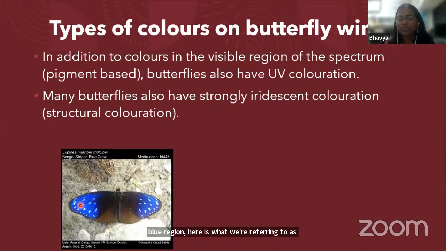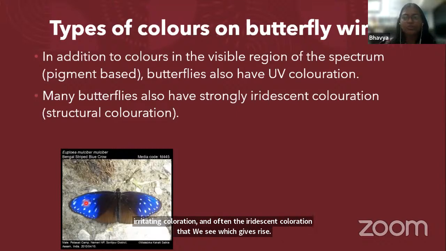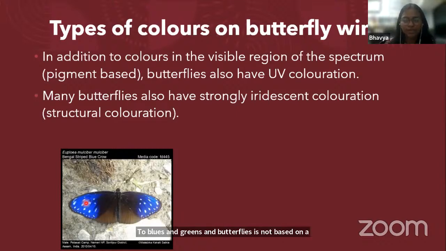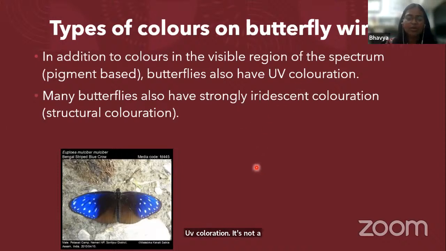And often the iridescent coloration that we see, which gives rise to blues and greens in butterflies, is not based on a pigment or any chemical that is being deposited, but is actually dependent on the structure of scales themselves and how scales are arranged one on top of the other, that brings about the reflection of light in these different ways. So there's no pigment that is bringing about this blue in this butterfly, and even in the UV coloration, it's not a pigment that is causing UV reflectance to come up.